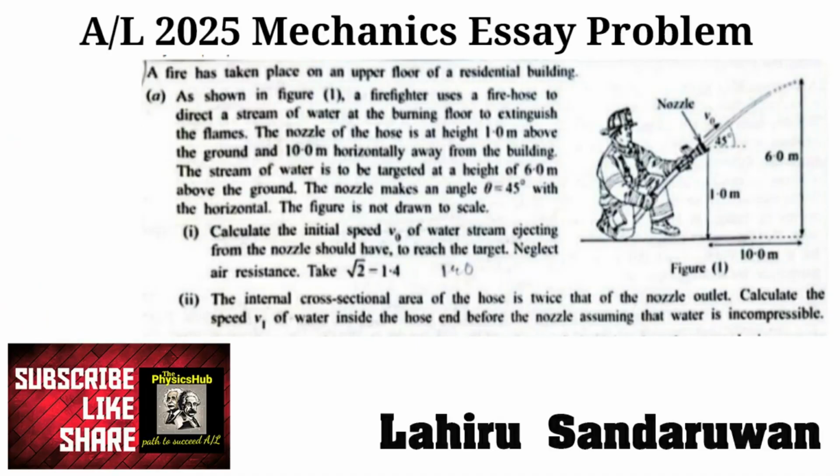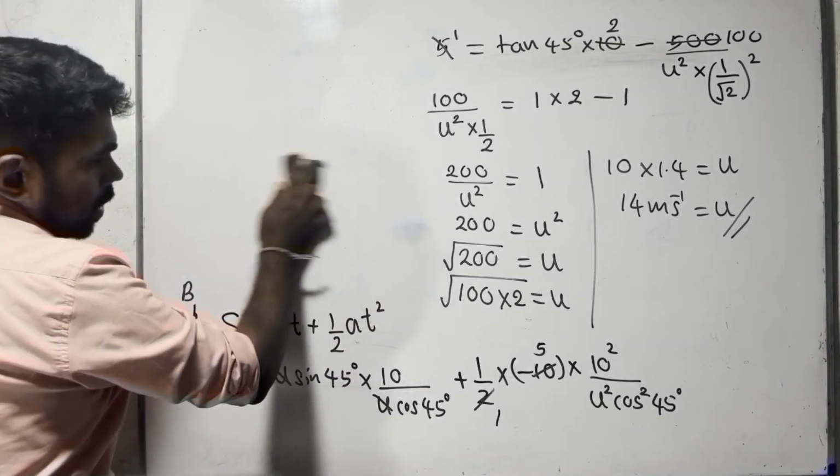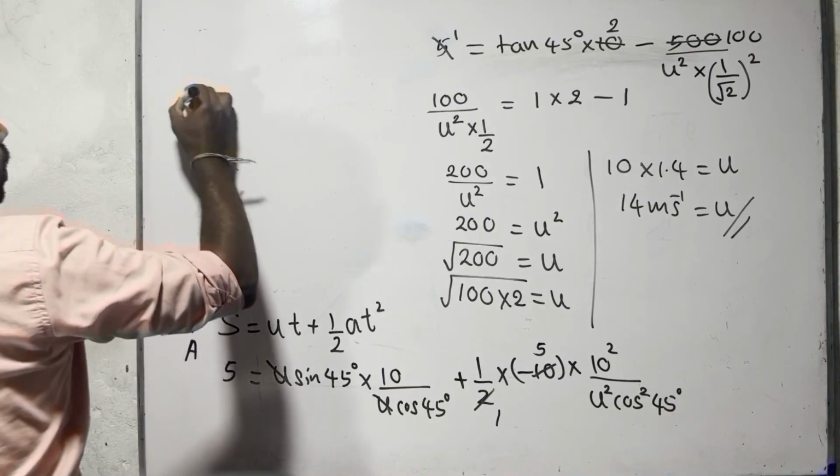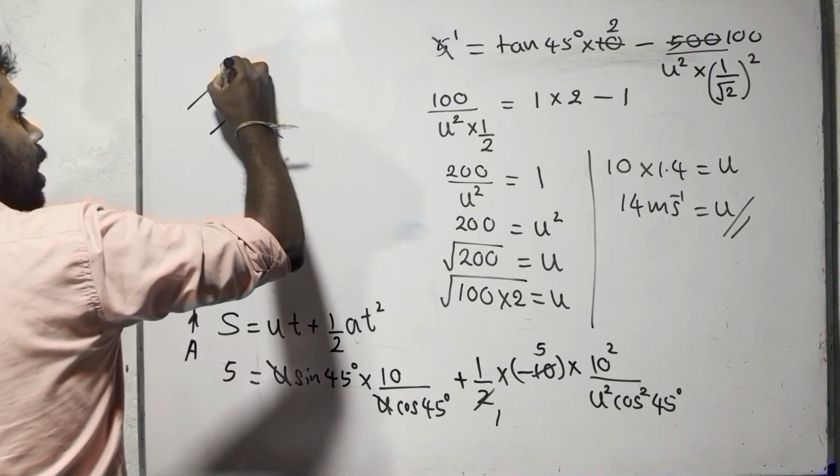Right, then part 2. The internal cross-sectional area of the hose is twice that of the nozzle outlet. Calculate the speed V1 of water inside the hose, at the hose end before the nozzle. Assume the water is incompressible. We can use the continuity equation. It means the hose is like this.